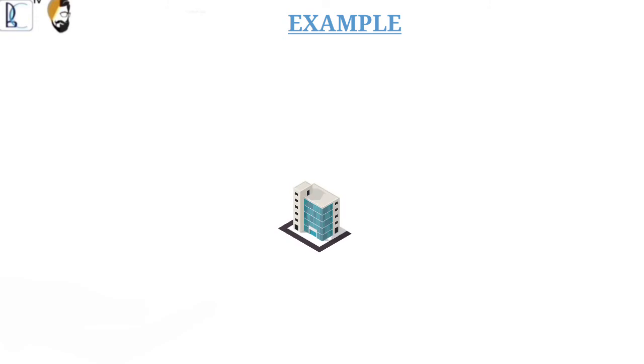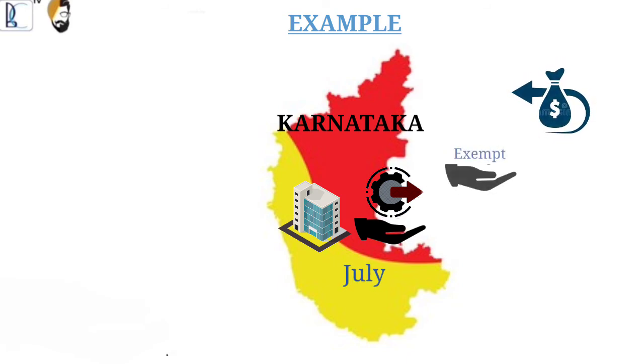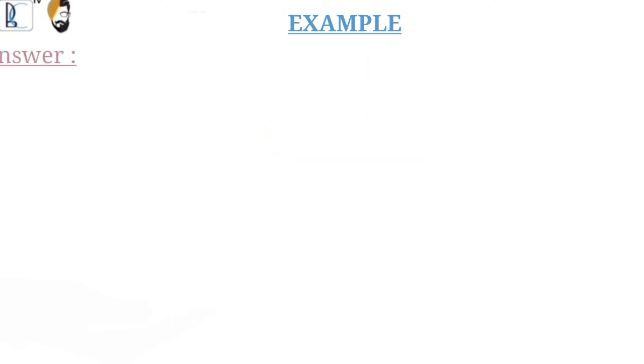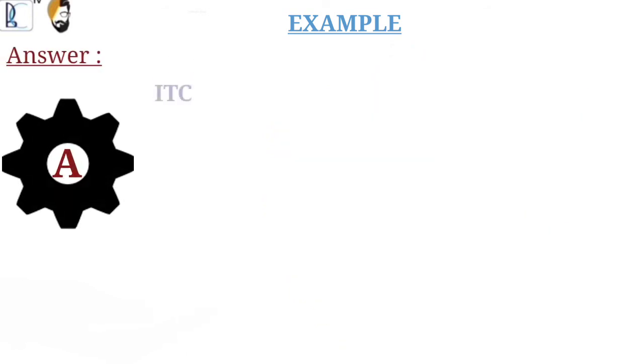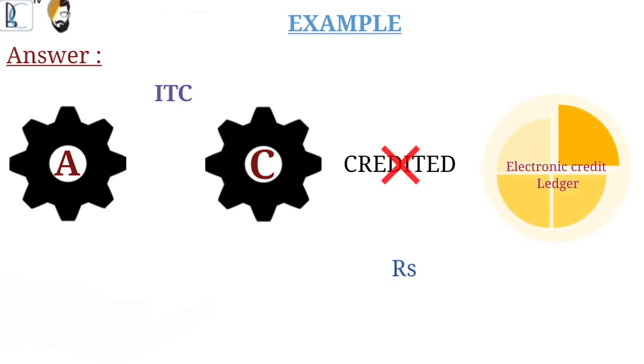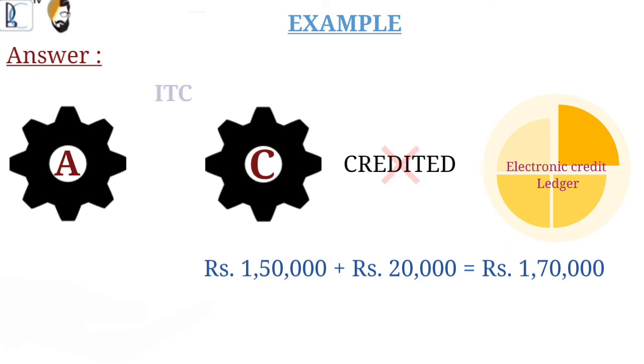The company had also made the following type of output supplies in Karnataka in the month of July. Turnover in relation to exempt supplies, 2 million rupees. Turnover in relation to taxable supplies, 8 million rupees. Answer: ITC on machine A and C will not be credited to the electronic credit ledger. 150,000 rupees plus 20,000 rupees equals 170,000 rupees.